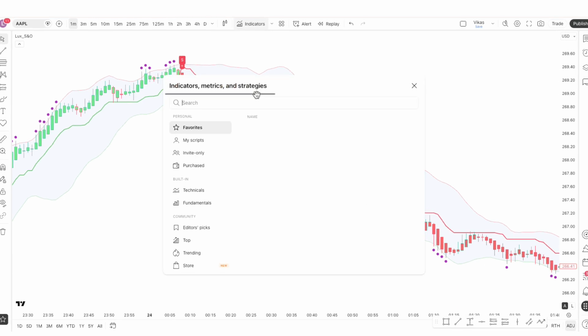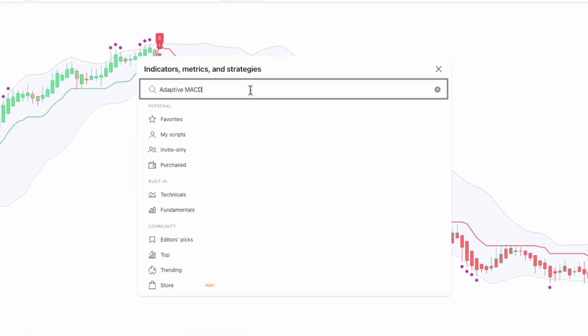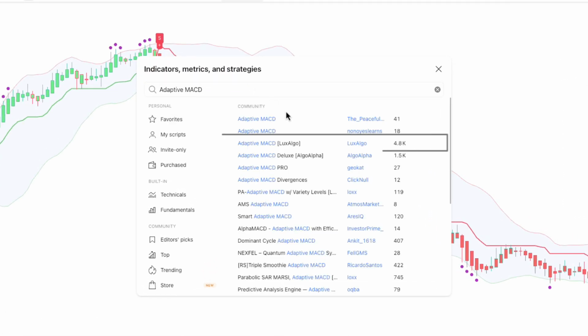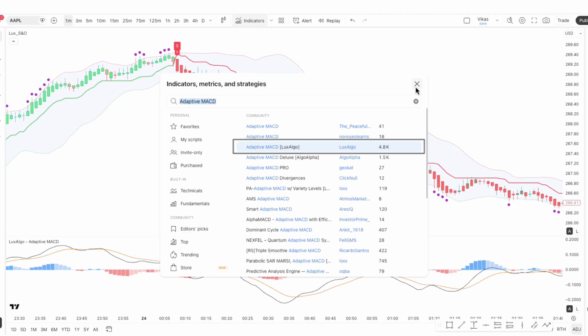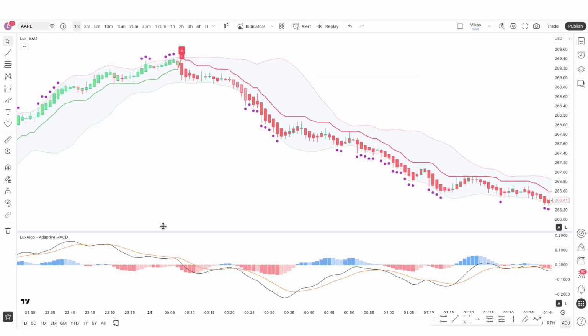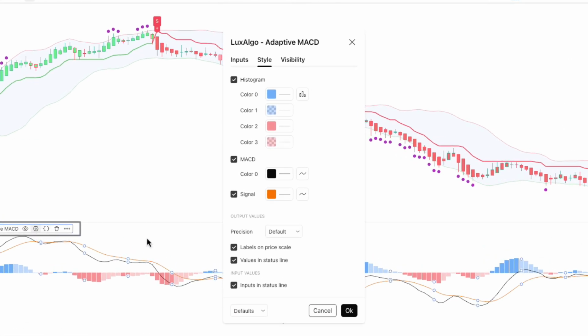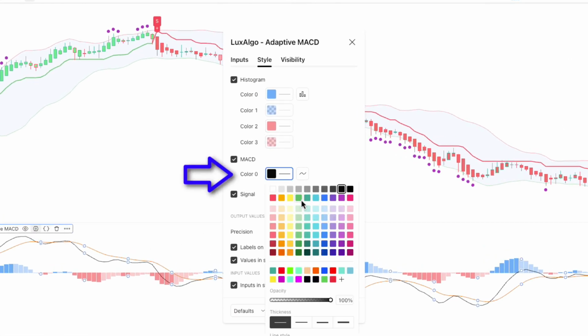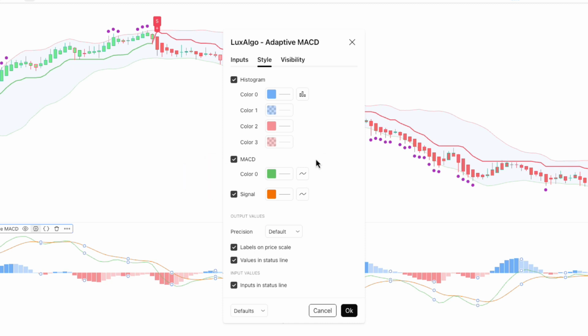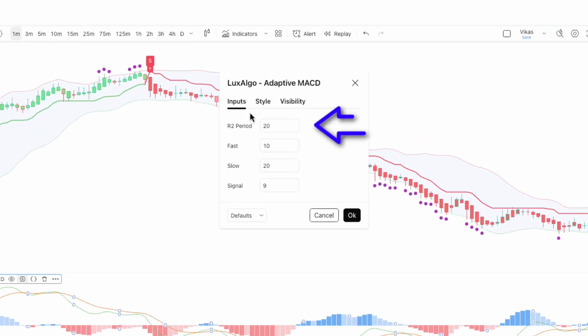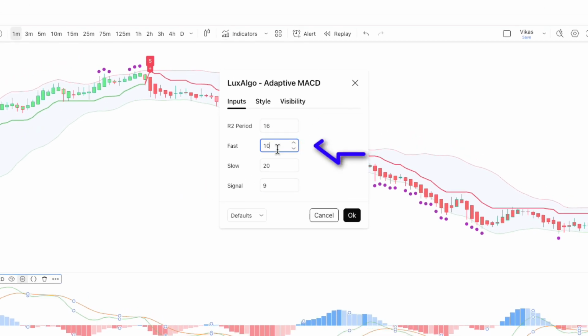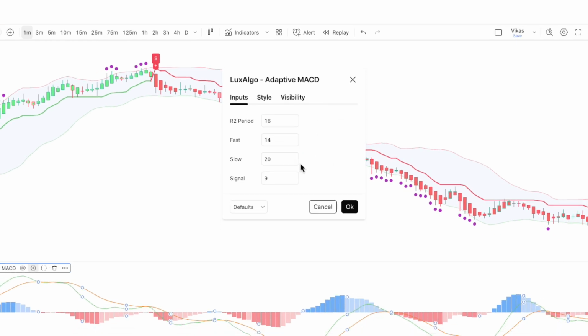Let's go to the Indicator Search tab, search Adaptive MACD, and select this one called Adaptive MACD, created by LuxAlgo. Now let's access the settings of this indicator so we can modify it to suit our strategy. We change the MACD color from black to green, change the R2 period from 20 to 16, and change the fast from 13 to 14. And here everything is fine after that.